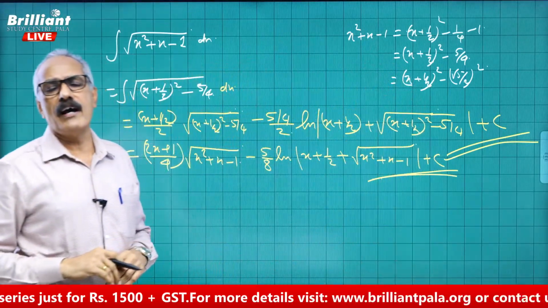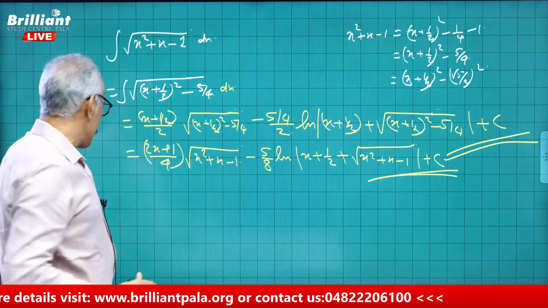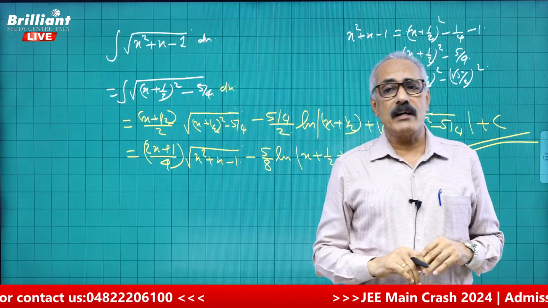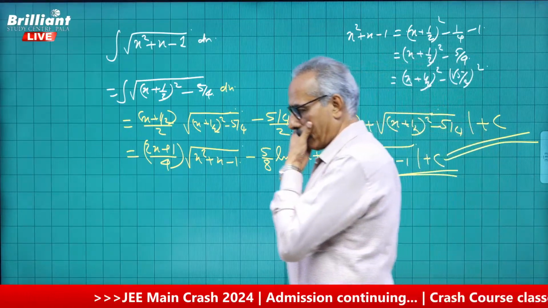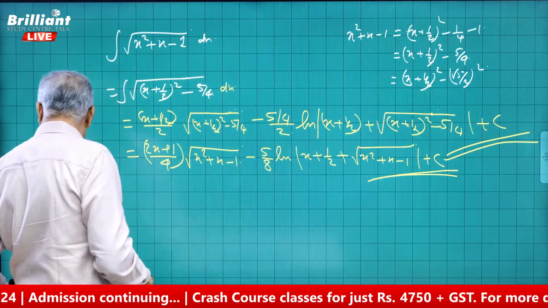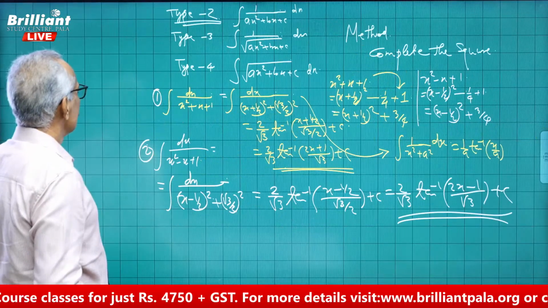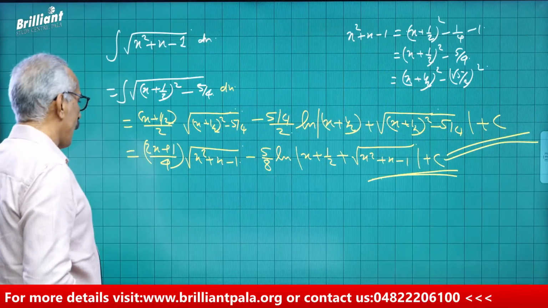Final simplified answer. The three types I clubbed together. The method is one and the same, but there are three different formulae, and all three different formulae are applied. Well, we move on to the next type, type 5.